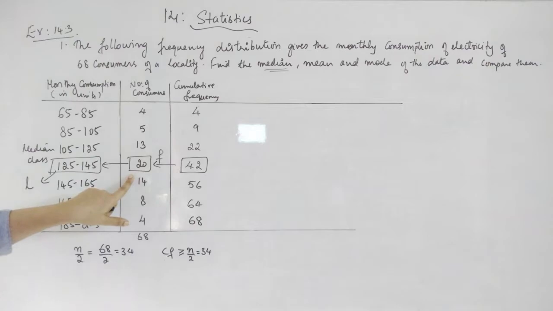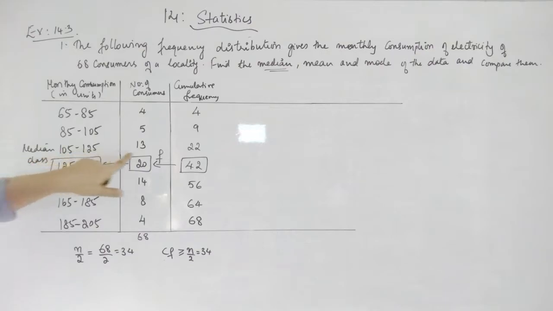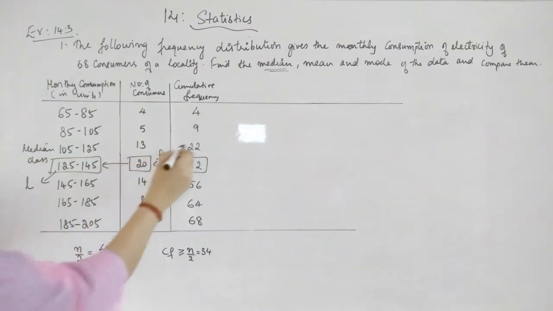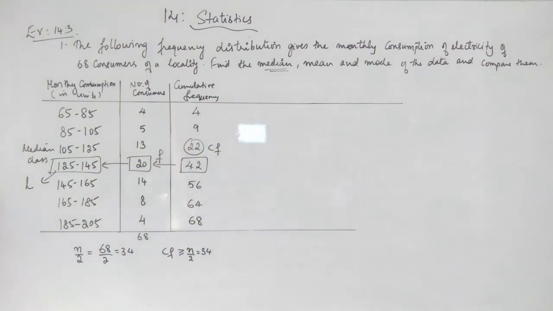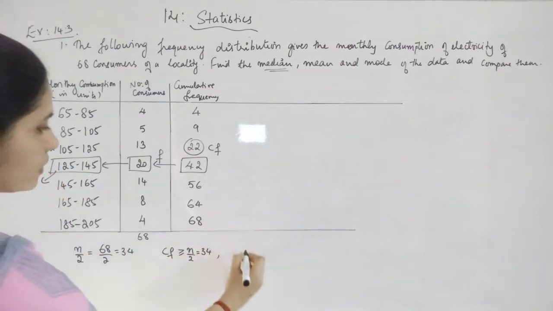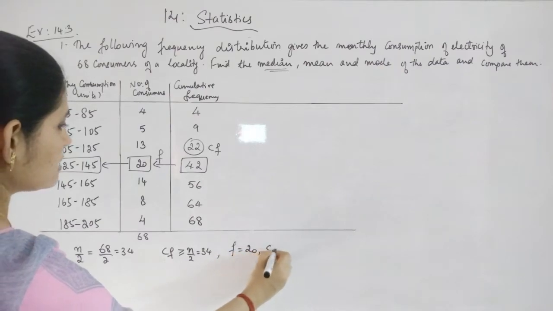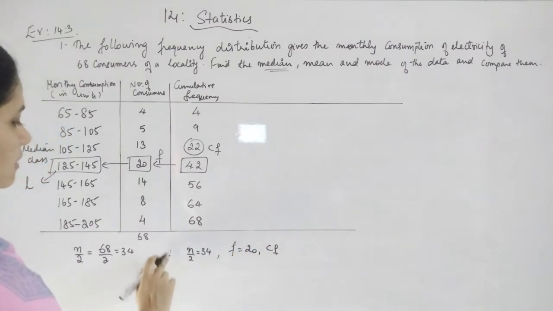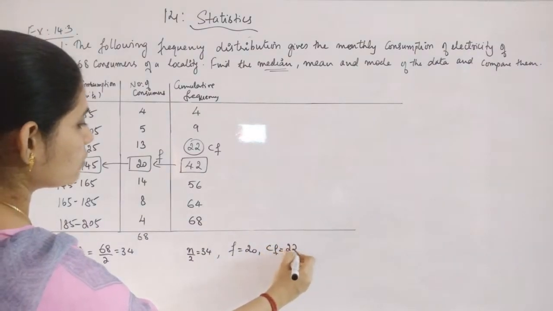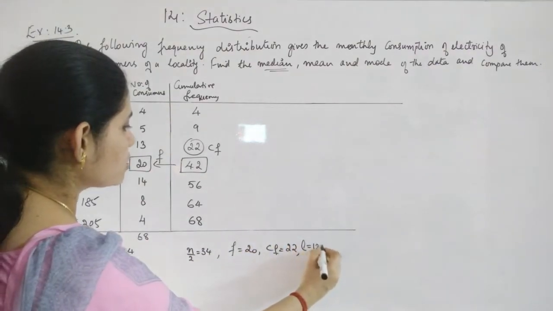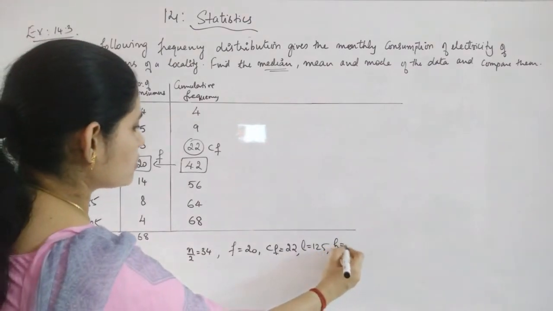You got F. Now one more thing you need in the formula is CF, which is the cumulative frequency of the class preceding the median class. And H is the class interval, which is 145 minus 125, that is 20. So what you have got: F is equal to 20, CF is equal to 22, L is equal to 125, and H is equal to 20.